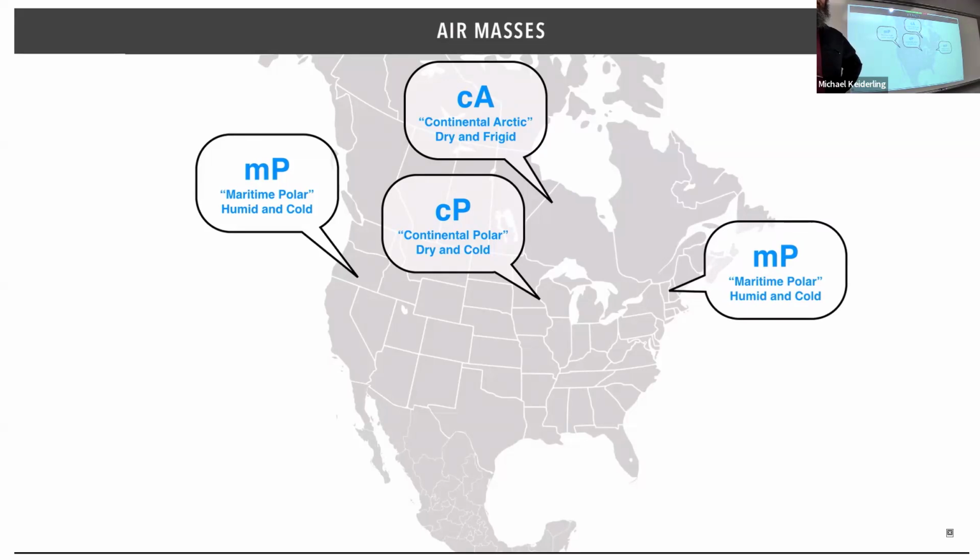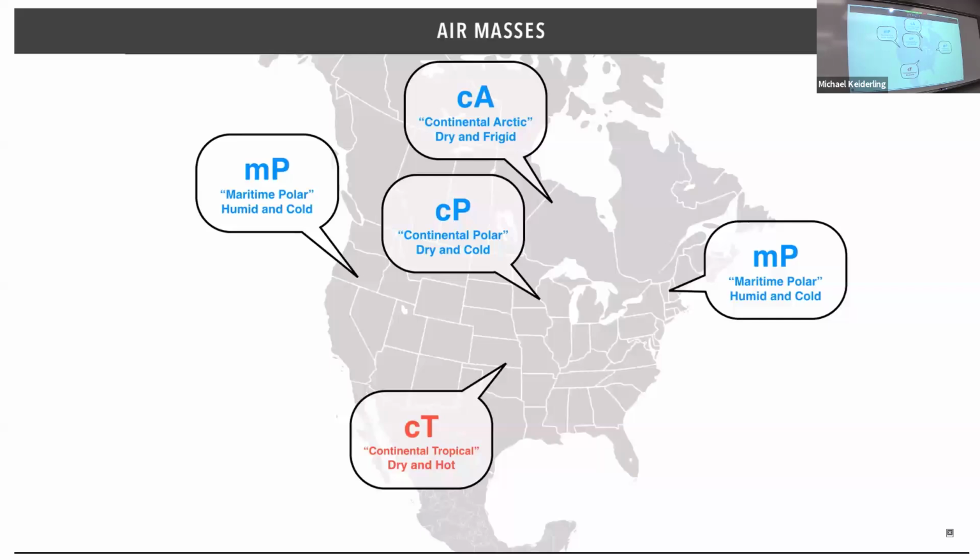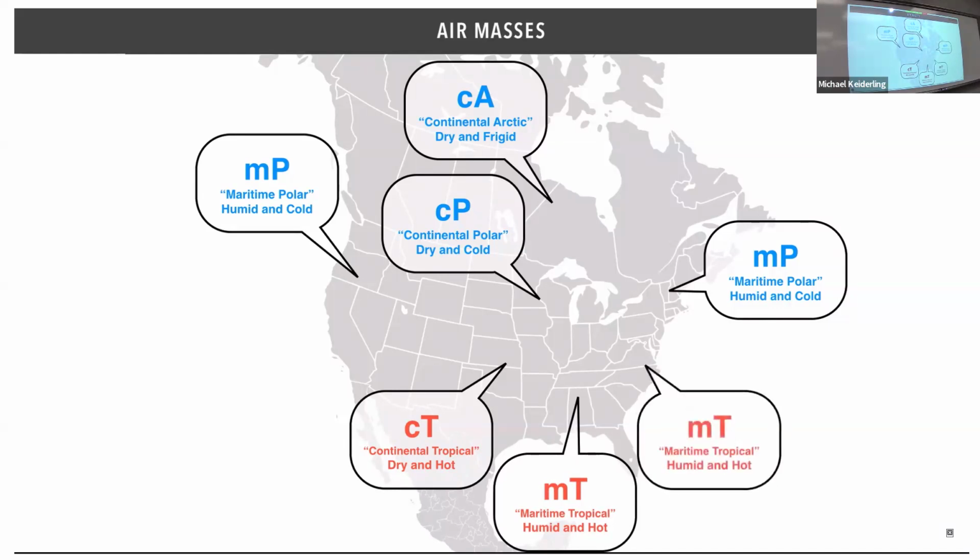Let's take a look at some of the warmer air masses that affect the United States, starting with the continental tropical, or cT, air masses that move northeastward from Mexico. These air masses are very dry and very hot, and have a major impact on the climates of Texas and Oklahoma. We also have maritime tropical, humid, hot air masses that affect the United States. The major source of these air masses is the Gulf of Mexico and the South Atlantic Ocean.